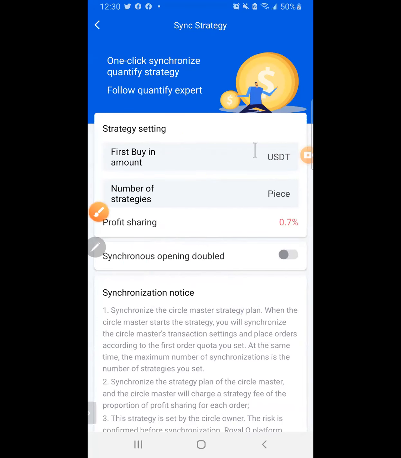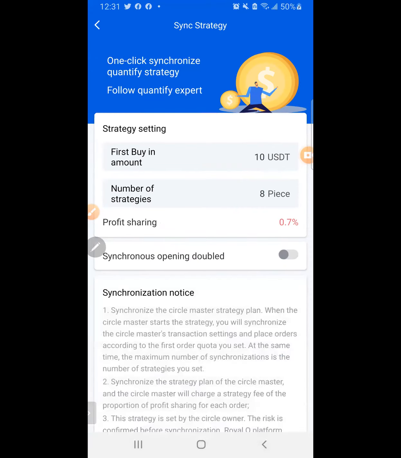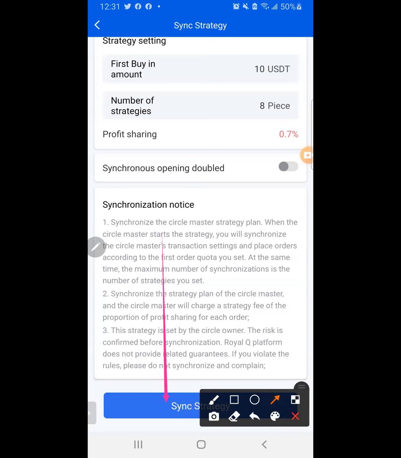So depending on your coin, always make sure, if your coin is less than 5,000, just put 10. But if you have 100, put 1 here, 1 piece. If you have 200, put 2 pieces. If you have 300, put 3 pieces. If you have 400, like that. For this guy, I'm just going to put 8 pieces because I think it is 800. So I'll put 8 pieces, right? And that's it. Once you do that, scroll down, and over here, just hit sync strategy.